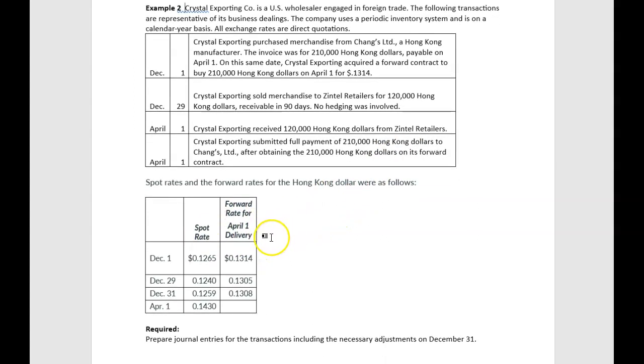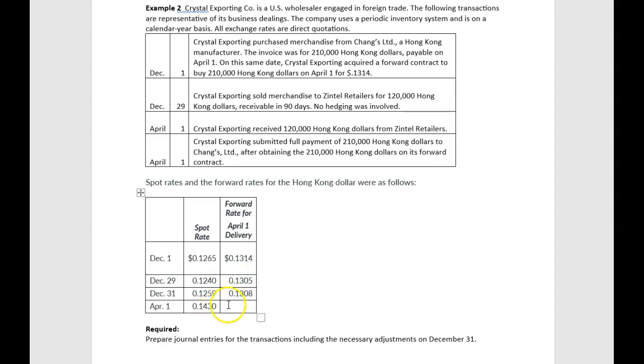Okay, so we have two sets of rates. The spot rate is the rate for the currency at each of those dates. No hedging, nothing unusual involved. Just that's what it is at December 1st, 29th, 31st, and April 1st. On the next column, we have the forward rates. So on December 1st, the rate for an April 1st delivery was 0.1314. Then by December 29th, it changed to 0.1305. And by December 31st, it was 0.1308.